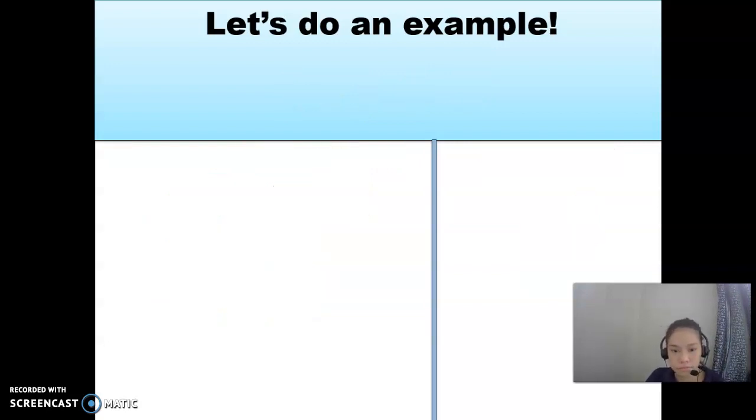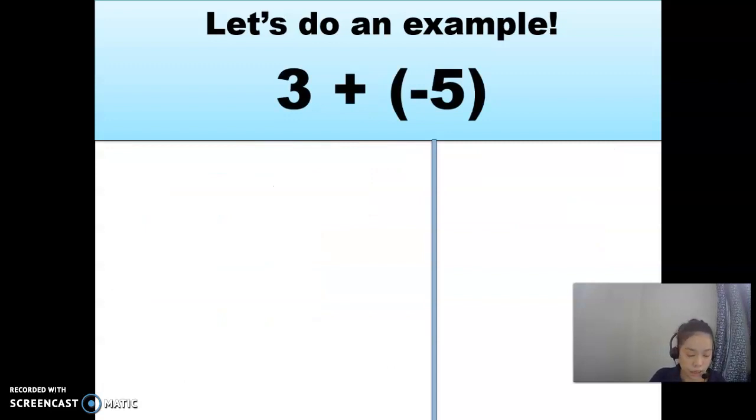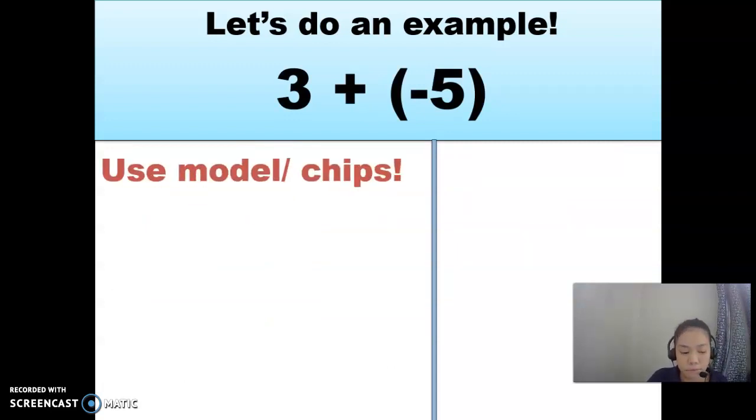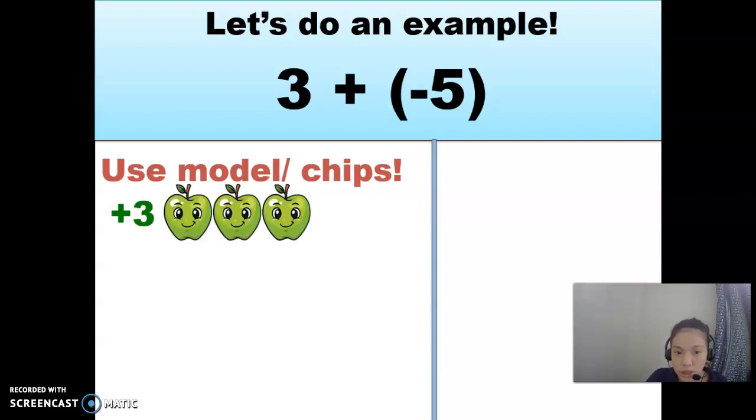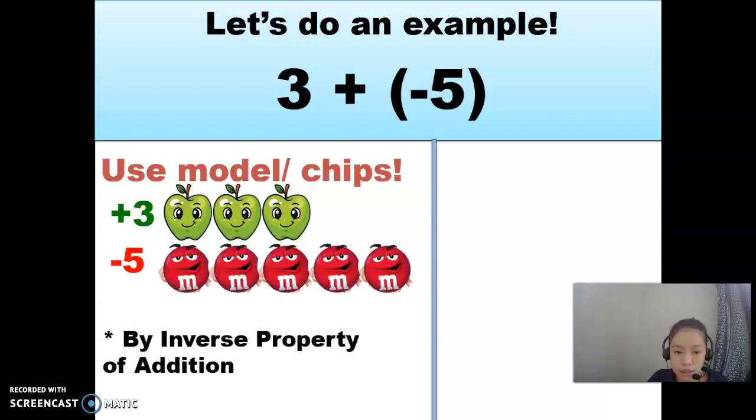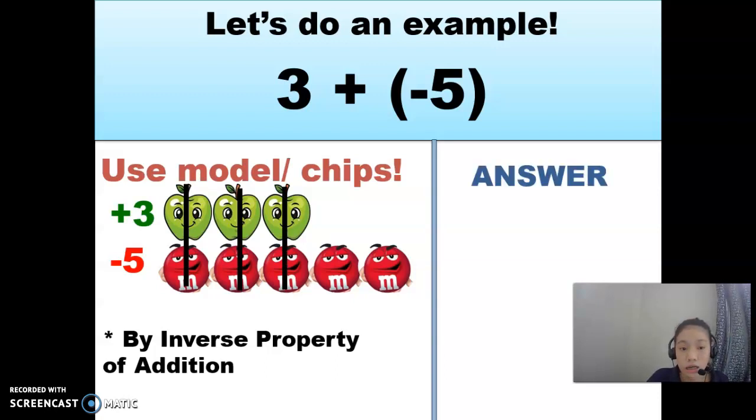Next, positive 3 plus negative 5. So, 3 green apples plus 5 red chips or red chocolate. So, applying the inverse property, when you add a number to its opposite, it will give you 0. So positive 3 plus negative 3 is 0. So the remaining chips are 2 red, or negative 2.